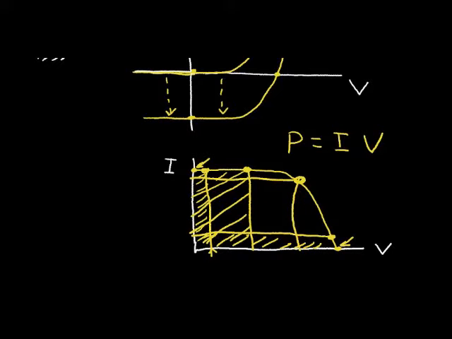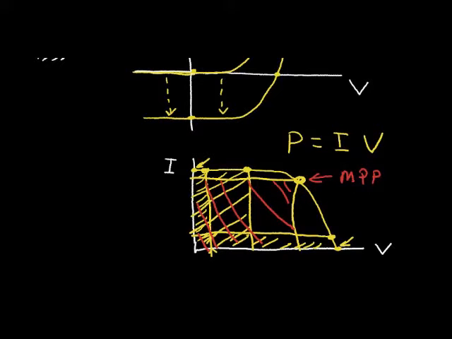So let's change colors here. And so we want to maximize this particular area. At this point is the maximum power point. And so we would like to always have circuits that operate the solar cell at this point so they can extract the most usable energy, or the most power, from the solar cell.